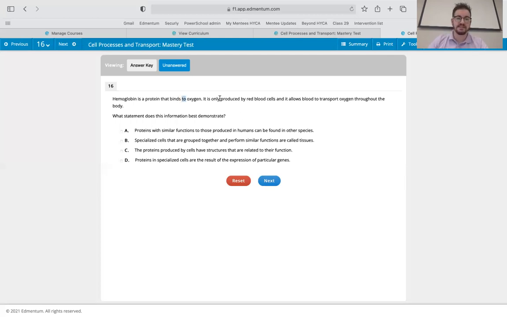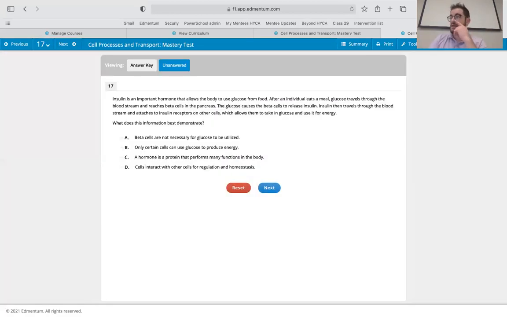Hemoglobin is a protein that binds to oxygen. You see it in red blood cells. What statement does this information best describe? Proteins in specialized cells are the result of an expression of particular genes, right? So in blood cells, we see that specific protein was made to do a specific function, but proteins do so many different things in our body, so it's specialized. It's based on the cell.